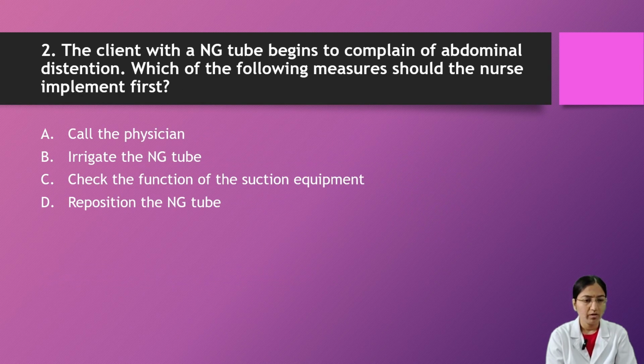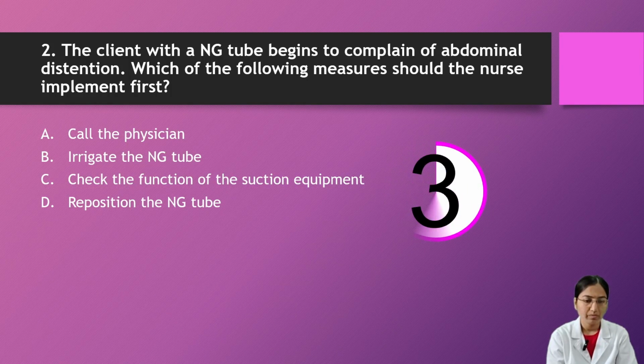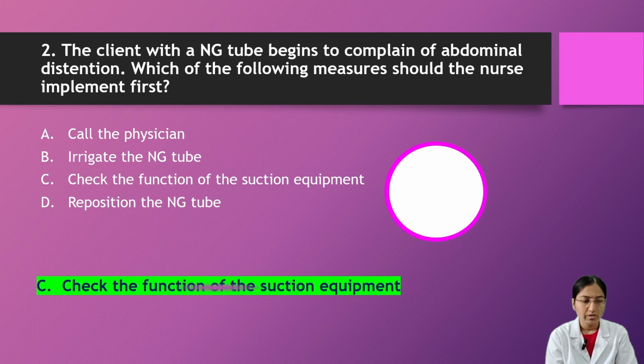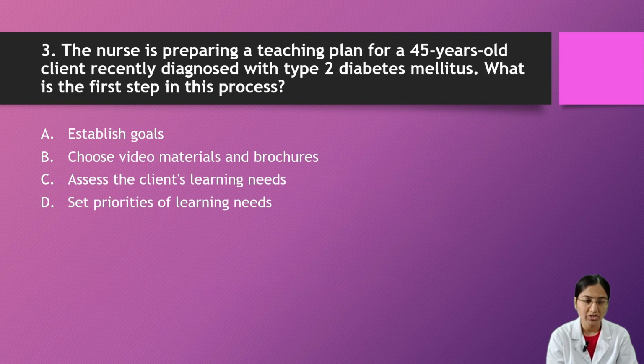Second question. The client with a NG tube begins to complain of abdominal distension. Which of the following measures should the nurse implement first? Options are here. Right option is C. Check the function of the suction equipment. We'll move to the next one.